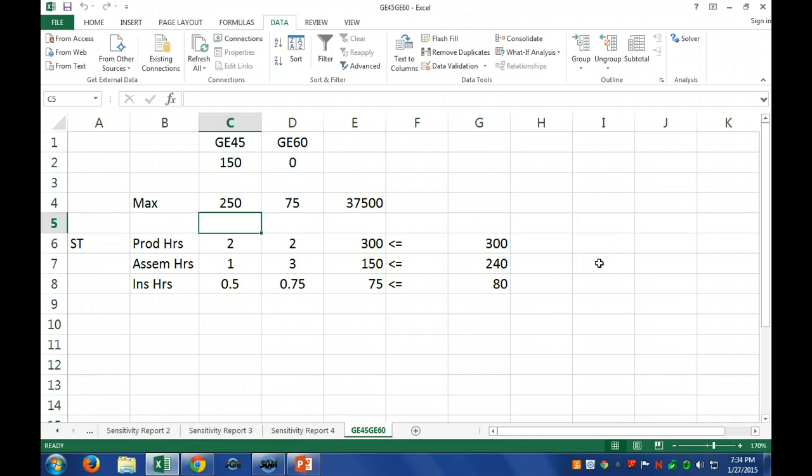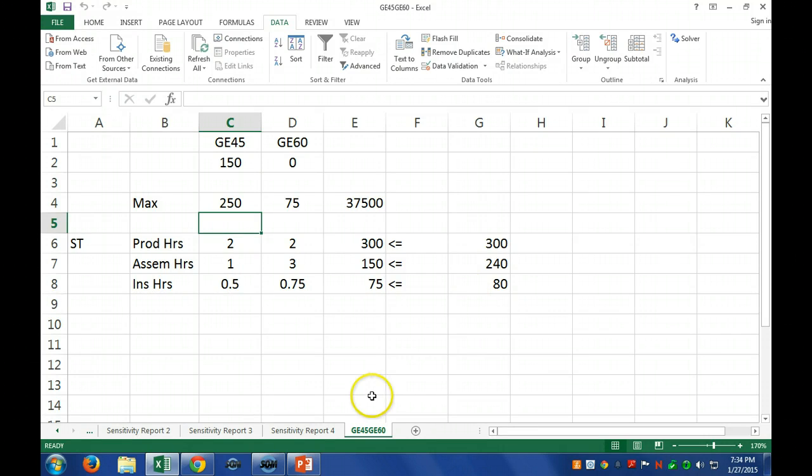So if you have this situation, where your optimal solution says make 150 GE45s and no GE60s, what question might you ask as a manager? That's the optimal solution, that's fine, but what might you ask as a manager? You might want to know what, Dylan? Why isn't the GE60 profitable? Very good. Why aren't we making them? Why is it not profitable to make them? How much more profitable would they have to become for it to be profitable for me to make them? How much more would we have to make per unit before I should start making them?